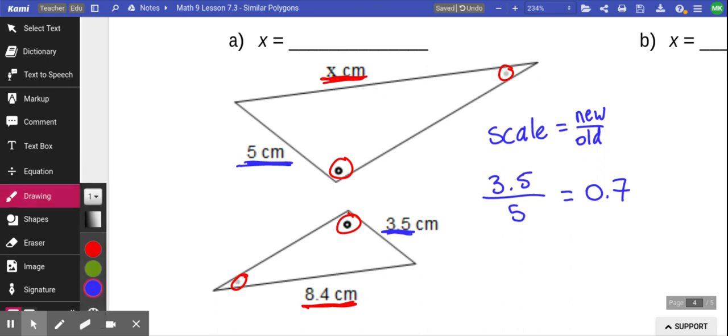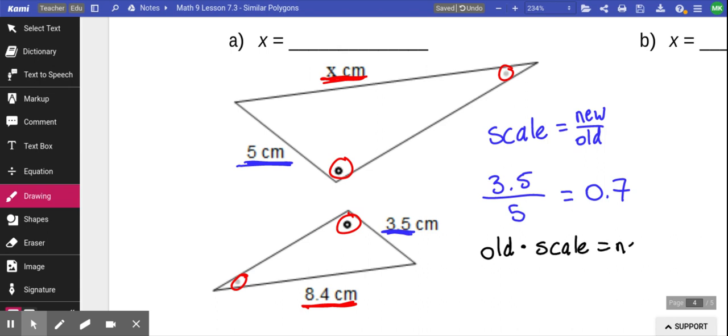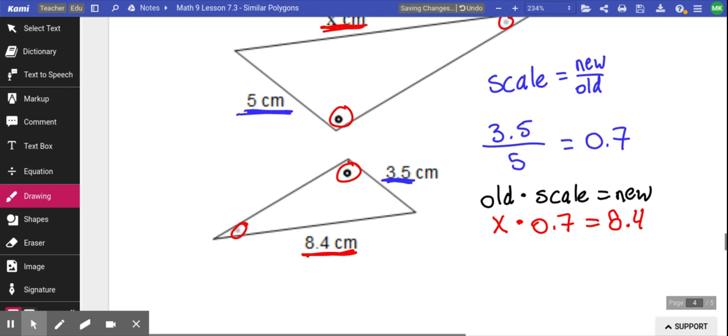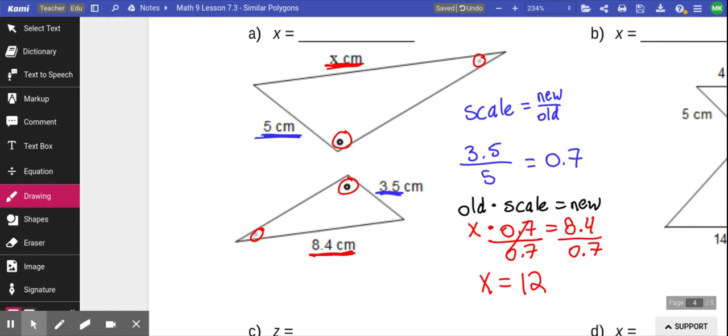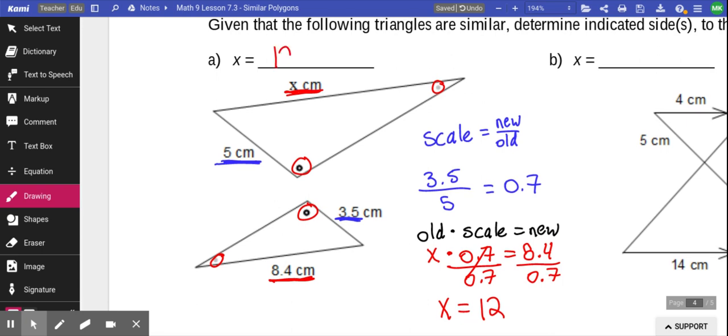Now with that info, I can go to my formula, which was my old side times my scale equals my new side. I don't know what the old side is when I look at my reds, because my old side is what X is. So X times my scale of 0.7 equals my new side of 8.4. To get X by itself, I have to divide by 0.7. 8.4 divided by 0.7 gives me 12 as my original side. So my answer for this triangle would have been that X equals 12.